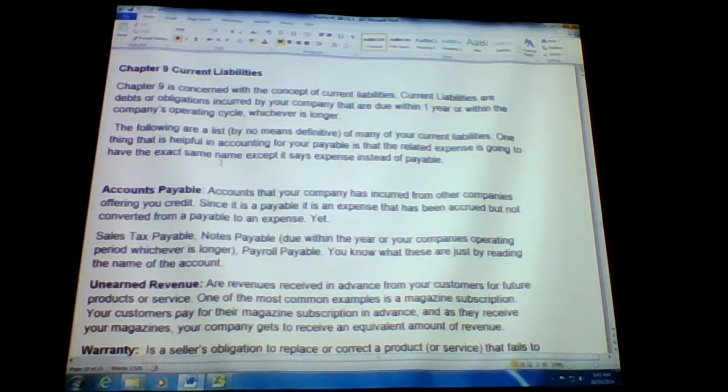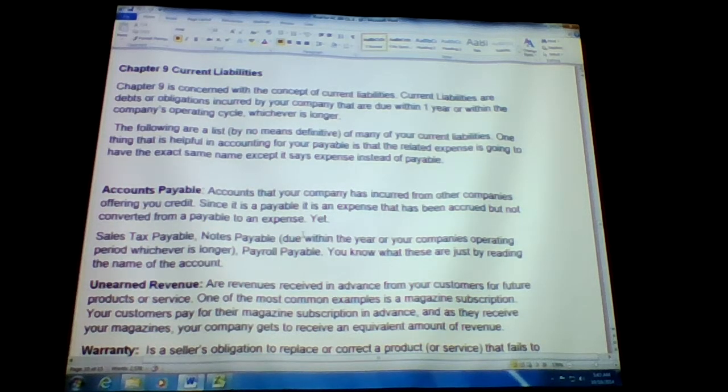One thing that is helpful in accounting for your payables is that the related expense is often going to have the exact same name, except it says expense instead of payable. So accounts payable: accounts that your company has incurred from other companies offering you a credit. Since it is a payable, it is an expense that has been accrued but not converted from a payable to an expense yet. Sales tax payable. Offsetting account is going to be sales tax expense.